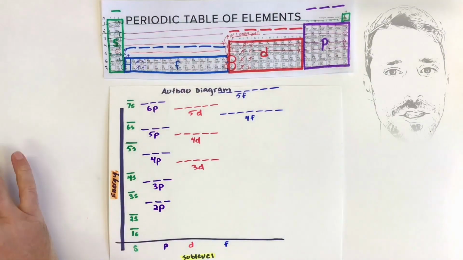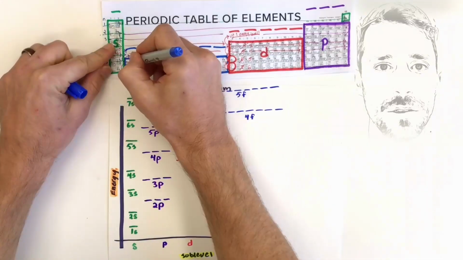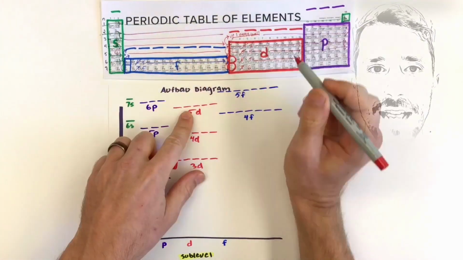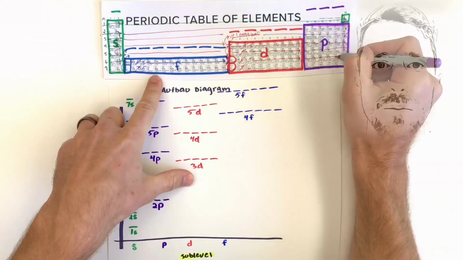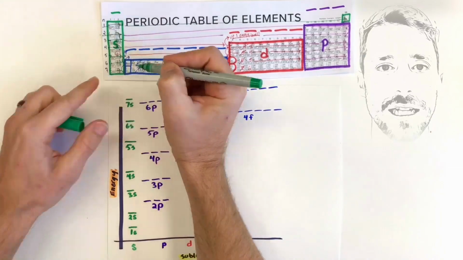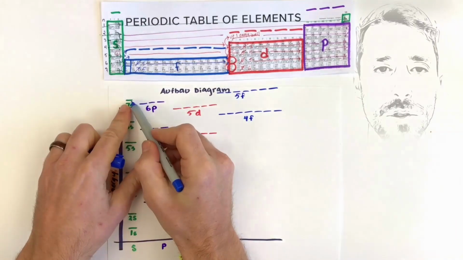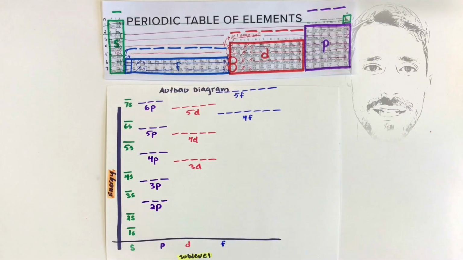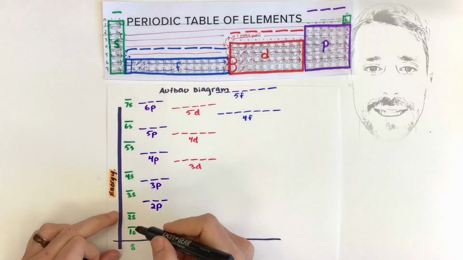Now here's where it gets a little tricky. Then it goes up 2 levels, so we're at 4f, and then it goes up 1 level, we're at 5d, not 6, and then we're back to 6p, and then we're at 7s, and then it looks like we're at 7, but it goes up 2, so we're actually at 5f. And that is how we fill those. That's how we write that Aufbau diagram.